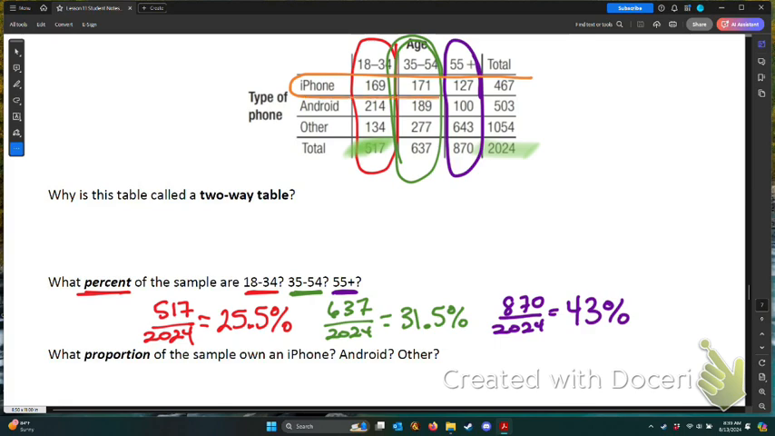So iPhone now, we're going to go on the rows, right? So we're going to look at the rows. So for iPhone would be 467 out of 2024. And what is 467 out of 2024 as a proportion or a decimal? 0.2307. Very good.